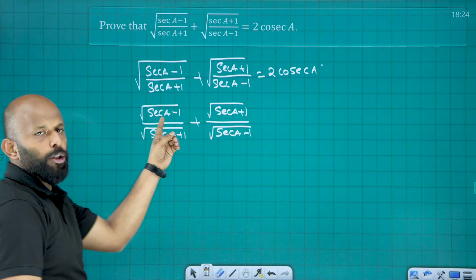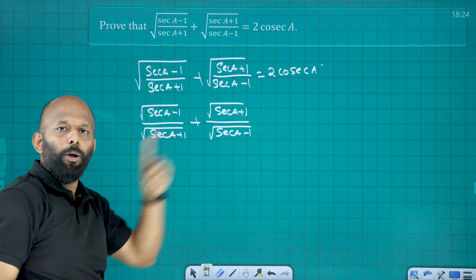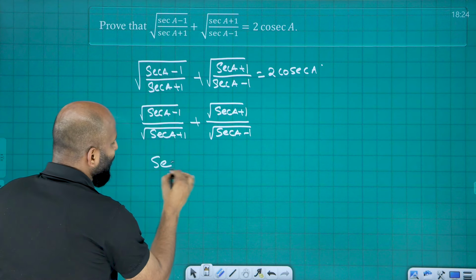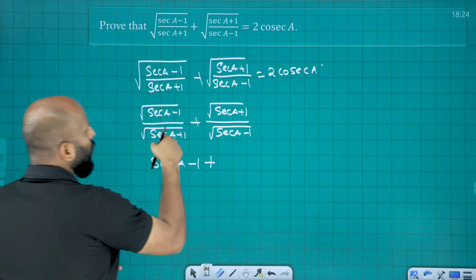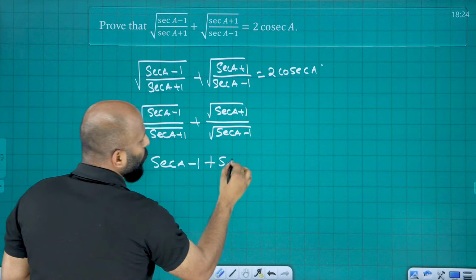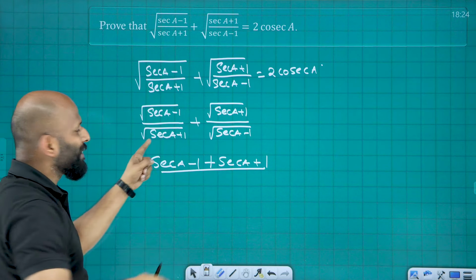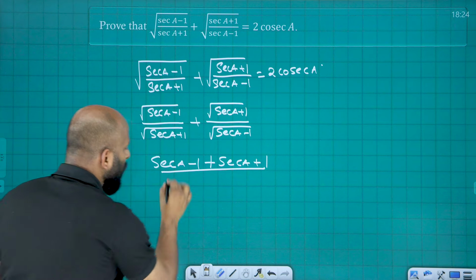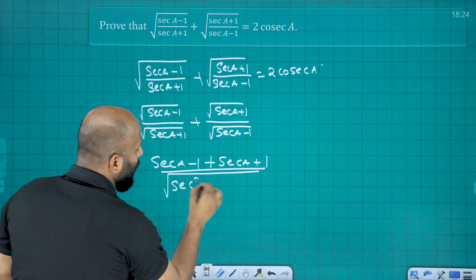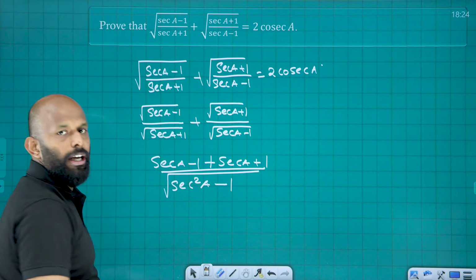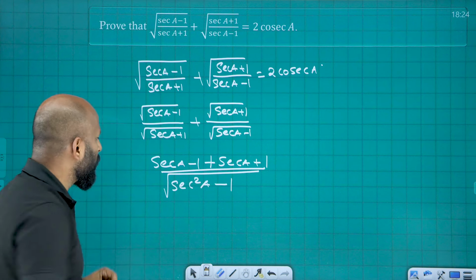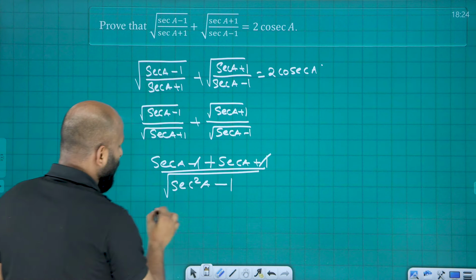Next step, I can cross multiply. Root sec a minus 1 into root sec a minus 1 becomes sec a minus 1. Then plus root sec a plus 1 into root sec a plus 1 becomes sec a plus 1, divided by, under the root, (sec a plus 1) into (sec a minus 1), which will be root of sec square a minus 1 square, that is 1. Now here this one and this one get cancelled.